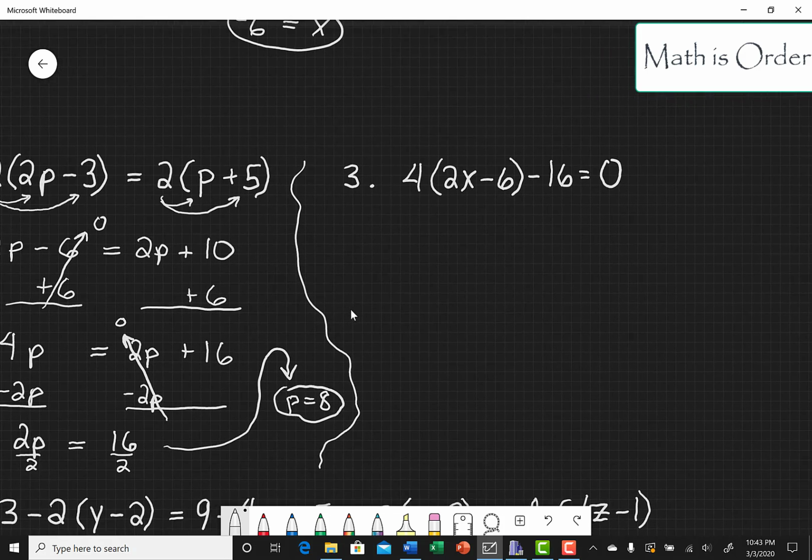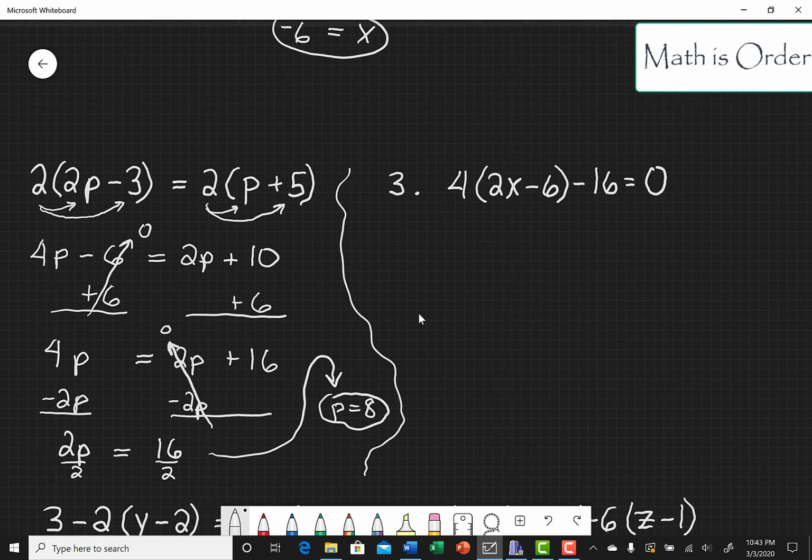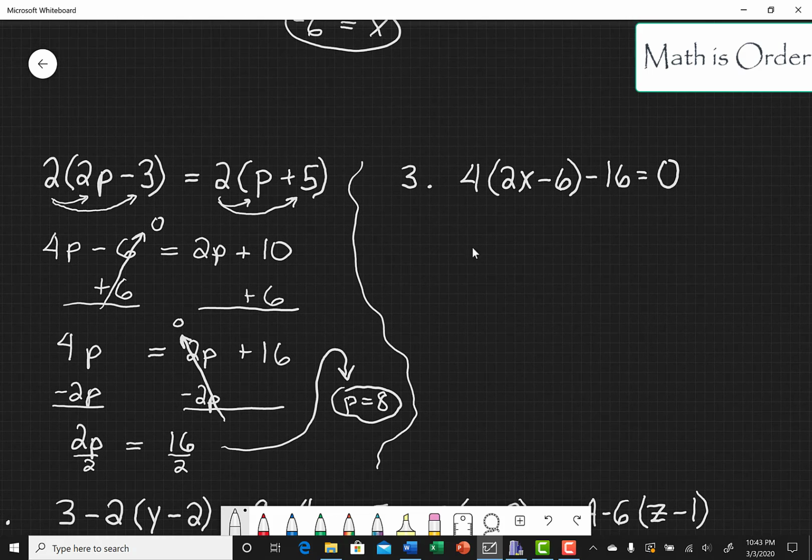All right, next let's do number 3. Here, same thing. We have a parenthesis. We have to get rid of that parenthesis by using the distributive property. It says that whenever you have a number next to a parenthesis, it means you need to multiply that number throughout the parenthesis. So we're going to do 4 times 2x and 4 times negative 6. This is going to give us 8x minus 24 minus 16.